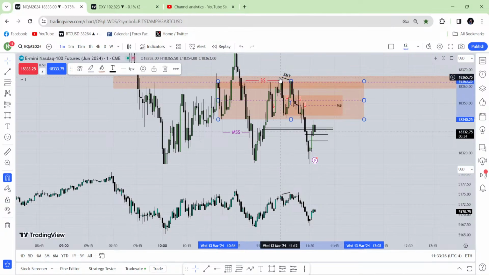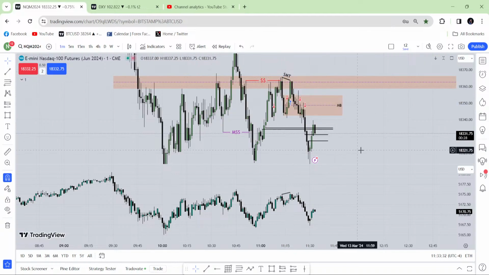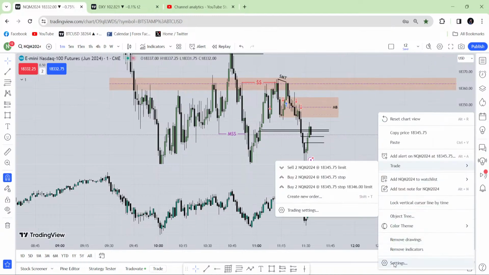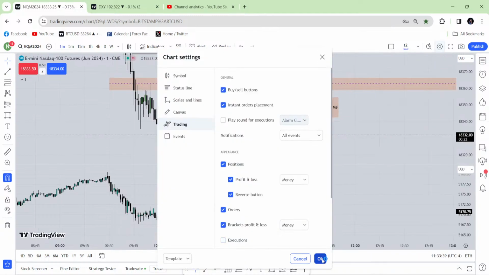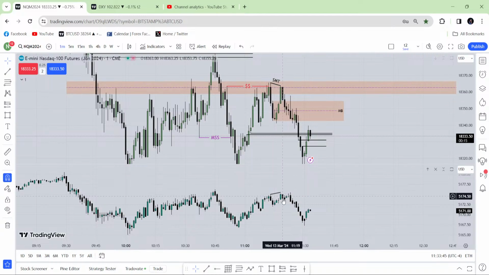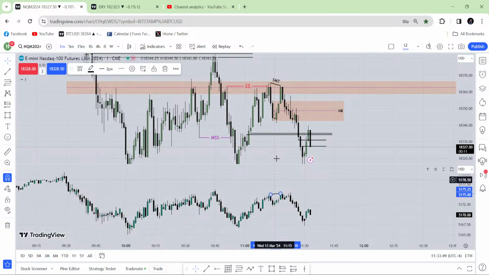Just outside of the breaker block, this is called mohawk. I don't want to go over there. I would love to explain the mitigation block now. Can I close the execution, please? It's very distracting. It came to the 15-minute fair value gap, gave me the SMT. Mini S&P has taken that high, NASDAQ failed to take that high. So this is called SMT.